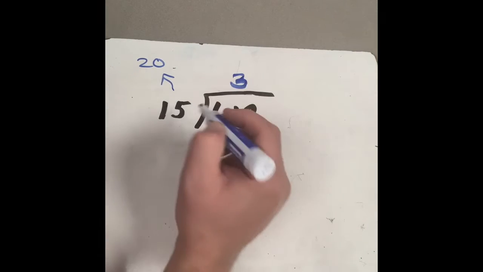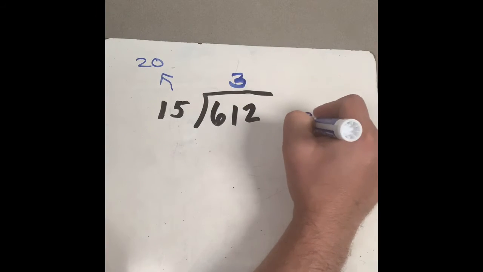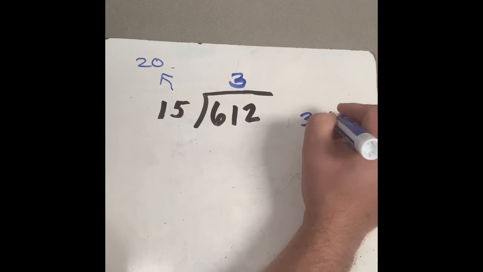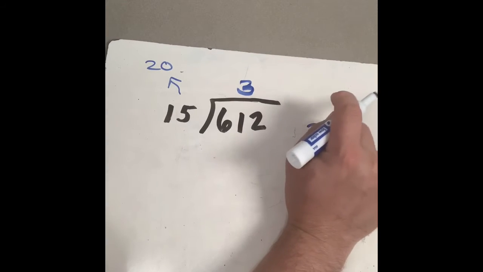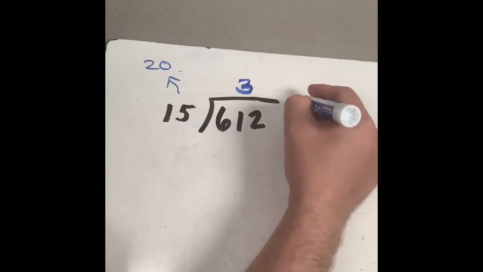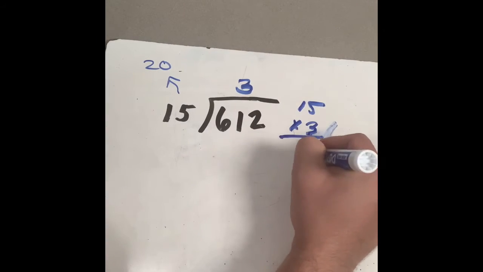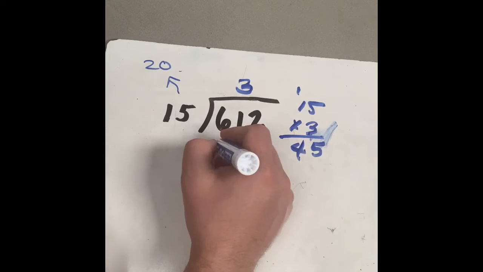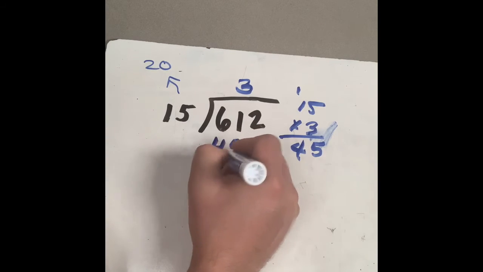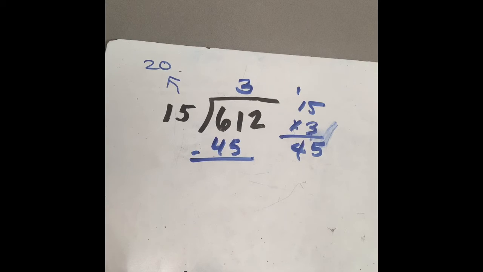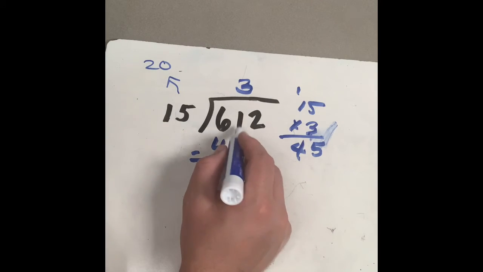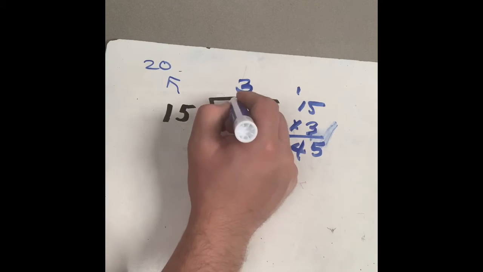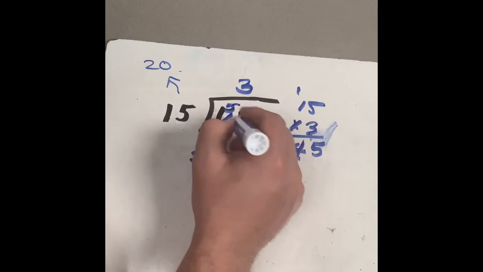So 3 times 5. We'll do 3 times 15 over here. Let's keep track. 3 times 5 is 15, carry the 1 up. 3 times 1 is 3, plus 1 gives me 4. This would be 45. Let's check and see if this is less than 15. So I can't do that. That would be a 5 there.